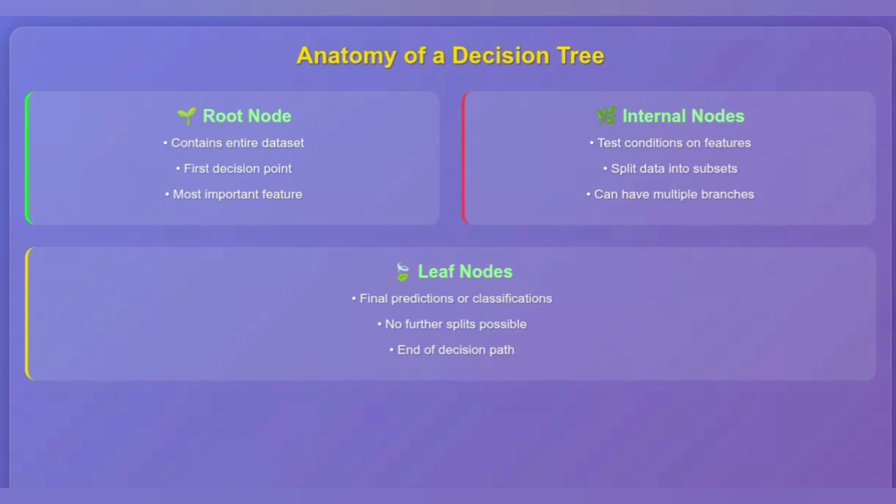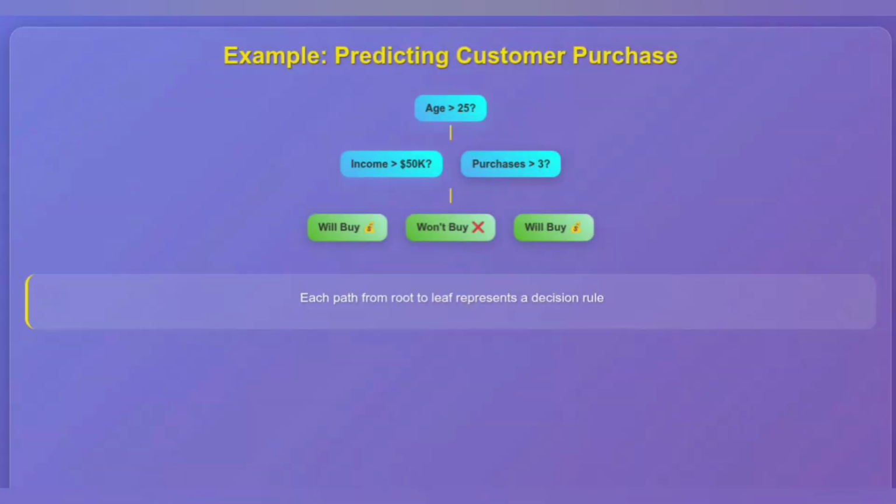For example, if we're predicting whether someone will buy a product, the root node might test age greater than 25. The internal nodes could test income greater than 50,000 or previous purchases greater than 3. The leaf nodes would contain our final predictions, will buy or won't buy.